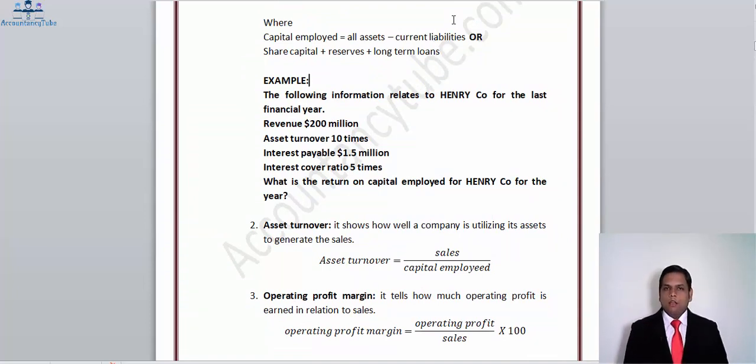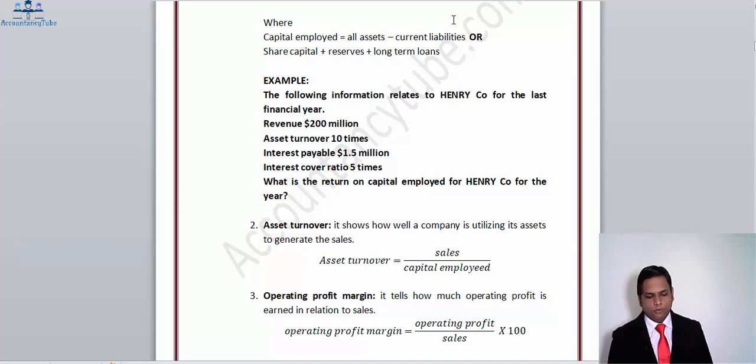Okay, here we have our first example. The following information relates to Henry & Co. Most of my examples are with the same name, Henry & Co. For the last financial year, revenue was 200 million, asset turnover was 10 times, interest payable was 1.5 million, interest cover ratio was 5 times. What is the return on capital employed for Henry & Co. for the year?